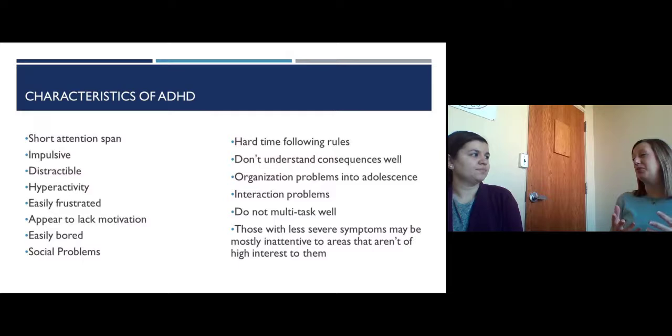We also might see a breakdown of social skills with these students. These are students that also seem to have a hard time following the rules because they don't quite understand the consequences of their actions because of that impulsivity. We also see that they struggle with organization. They might not interact well with peers and with other adults. And they don't necessarily multitask very well until they've reined in that organization and time management.